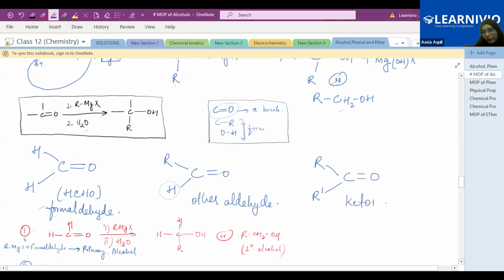So one by one we will see when we react this formaldehyde with your Grignard reagent, what will be the product. Same mechanism we will follow. What are we supposed to do?